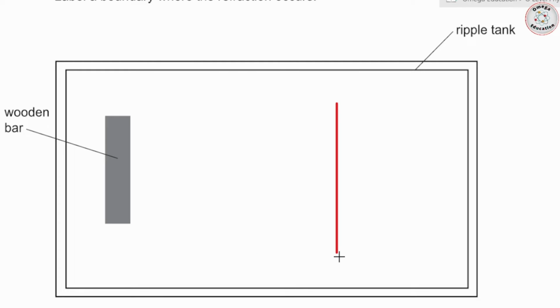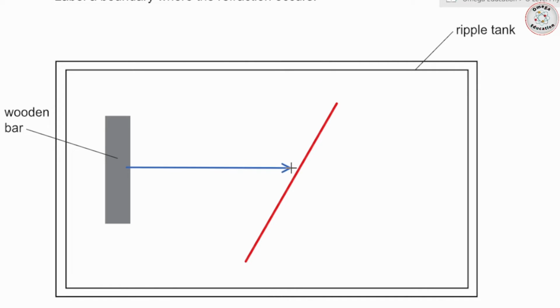Because if you place the barrier perpendicular to the direction of waves, then there would be no change in the direction of the propagation of wave. But if the barrier is placed at an angle with respect to the incident waves, then there is some change in the direction of the wave as well. So let's say the water waves were coming from the left side towards the right side.